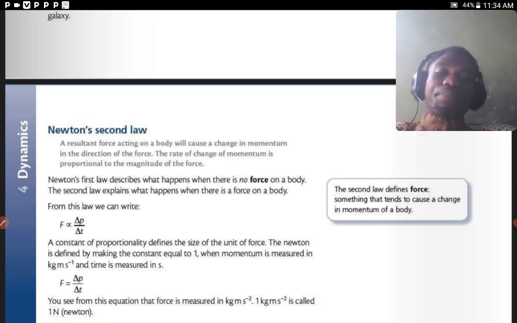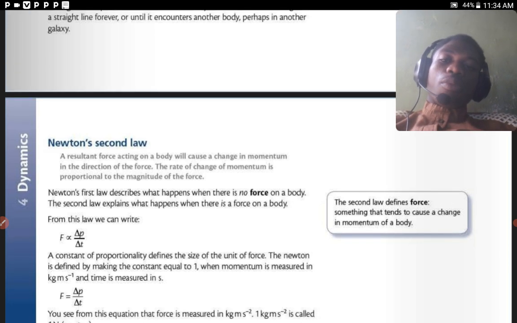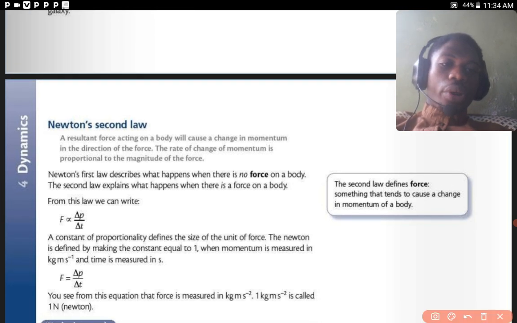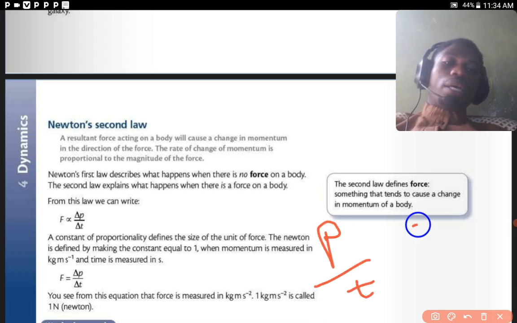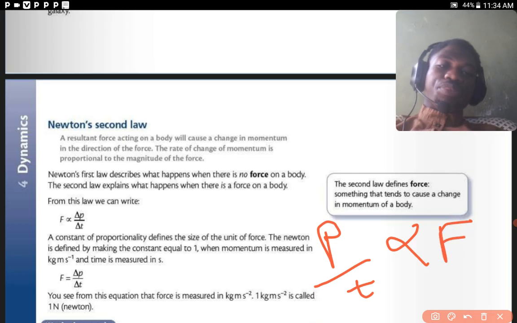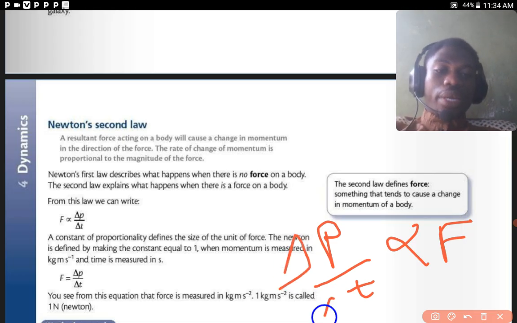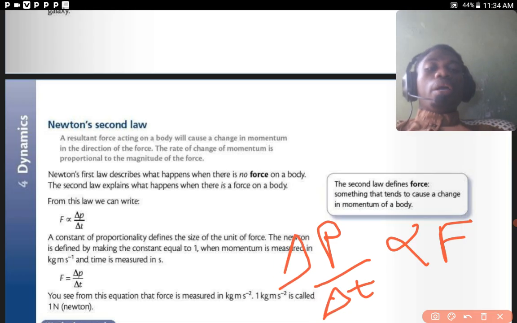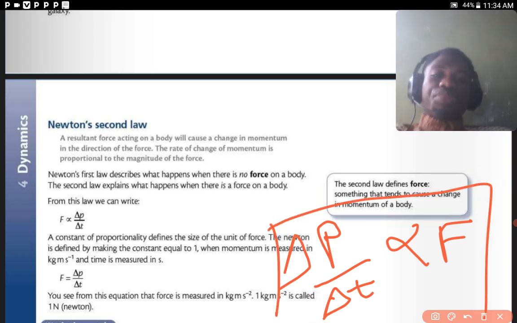This means that the rate of change of momentum, meaning momentum over time, is directly proportional to what? The force. This is Newton's rate of change. So we'll say rate of change is delta P over delta T. This is Newton's second law of motion.